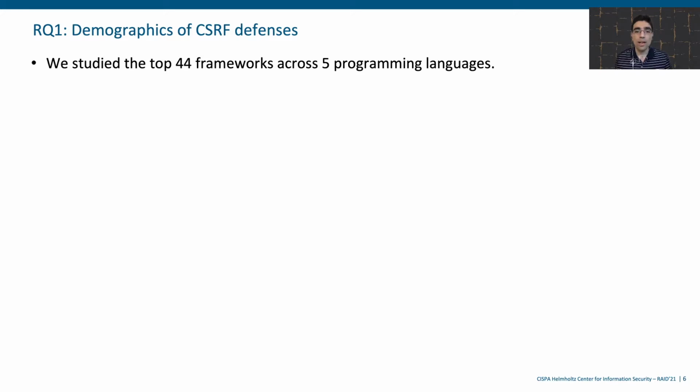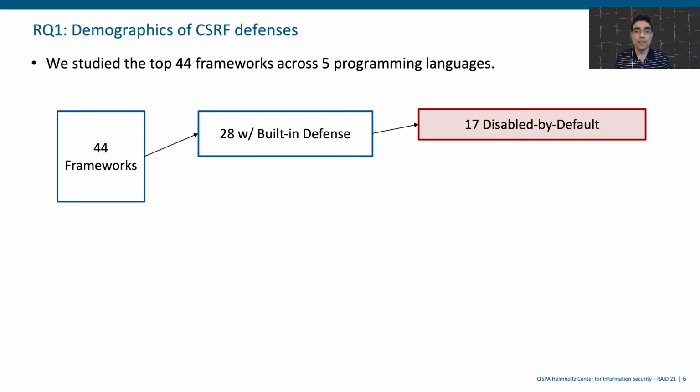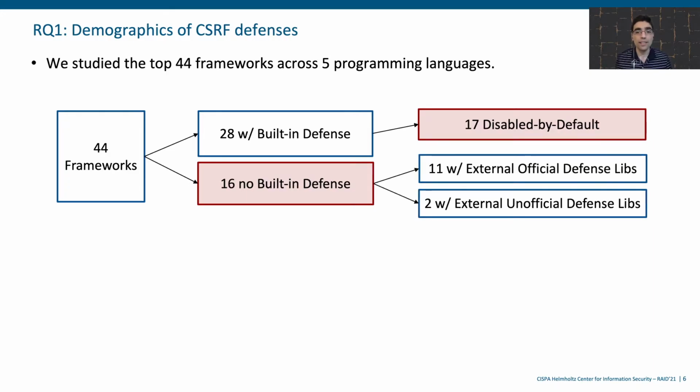Looking at the demographics of CSRF defenses in the 44 frameworks we studied, we observed that 28 frameworks come with a built-in defense. However, in 17 of them, the defense is disabled by default. In contrast, we have 16 frameworks which offer no built-in defense. Still, we identified existing defenses for 13 of these 16 frameworks via external official and unofficial libraries.